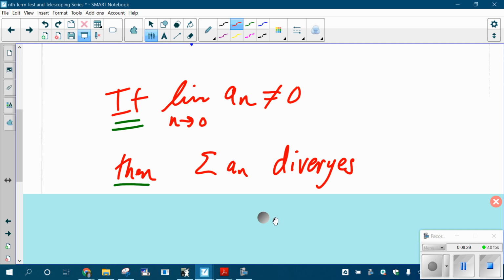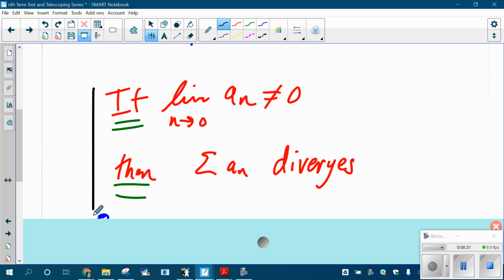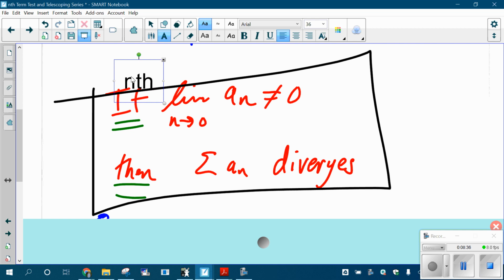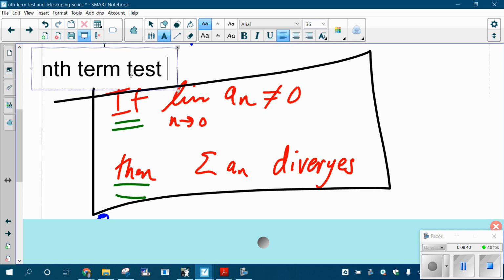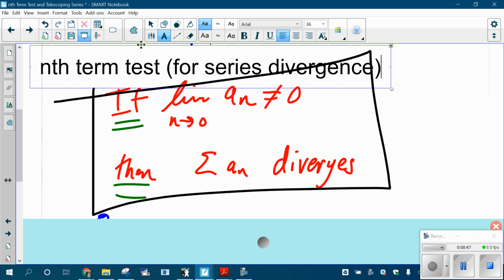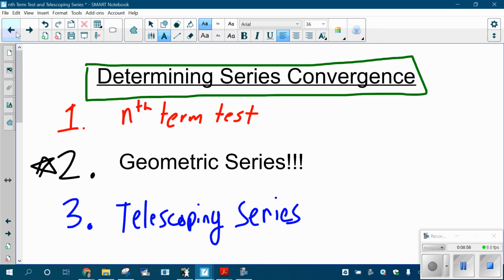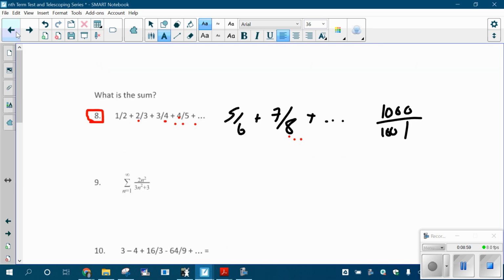Okay, this is the nth term test. And it's officially called the nth term test. Me and Lemke like to call it the nth term test for series diverging. For a very specific reason, we like to add that little thing in there. We'll talk about it in a second. Okay. So if you go back to this problem we were doing here, let's write it in sigma notation real quick.